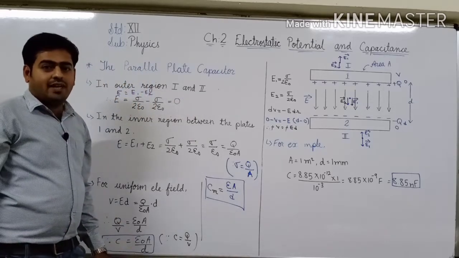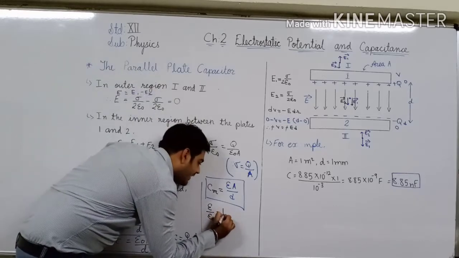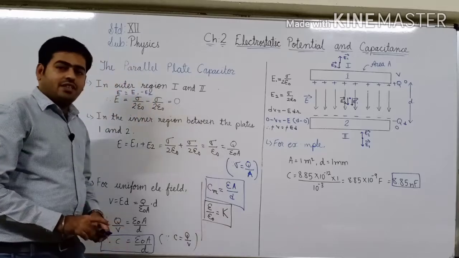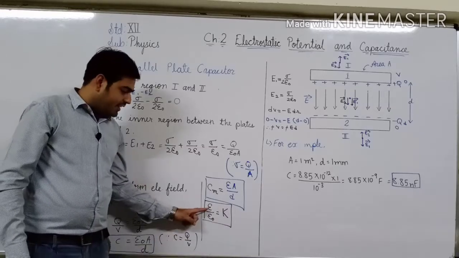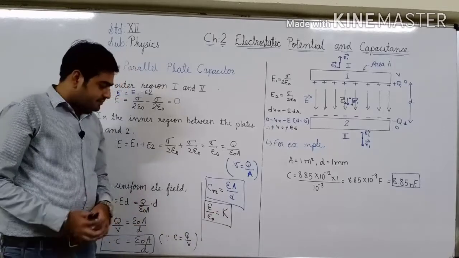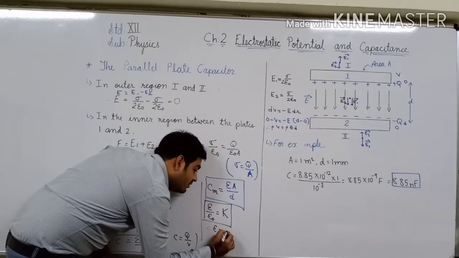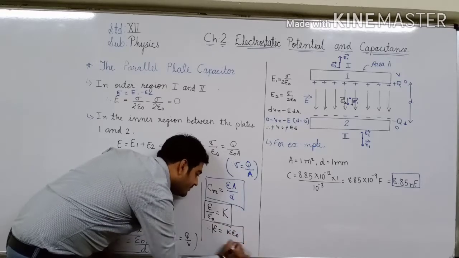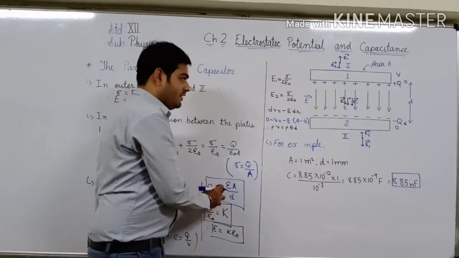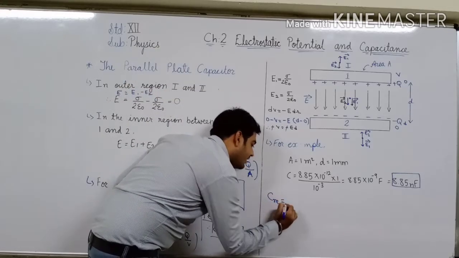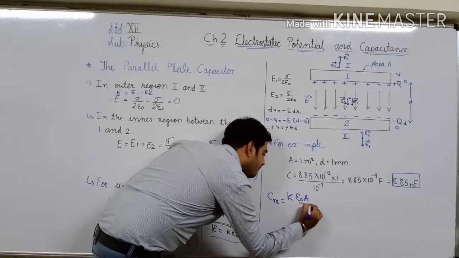But we know the relation between epsilon and epsilon naught. The ratio of epsilon to epsilon naught is called the dielectric constant K. When we studied Coulomb's law, at that time I obtained this relation. Epsilon upon epsilon naught is called the relative permittivity, and that relative permittivity is called the dielectric constant. If we make epsilon the subject, it can be written as epsilon is equal to K epsilon naught. So instead of this we can write capacitance in medium Cm is equal to K times epsilon naught A by D.